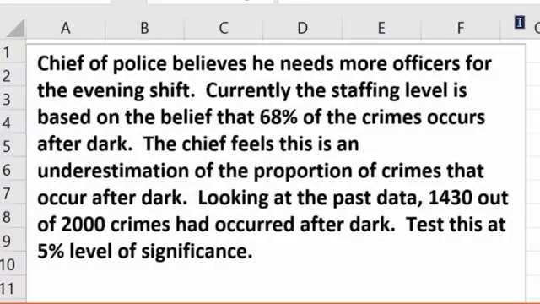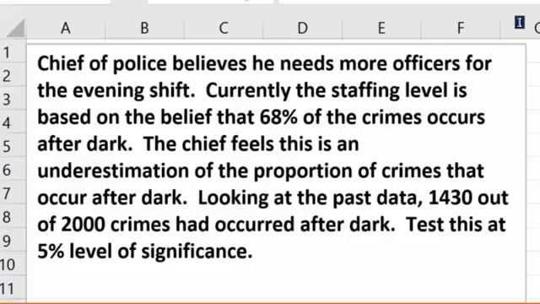The Chief of Police believes he needs more officers for the evening shift. Currently, the staffing level is based on the belief that 68% of the crimes occur after dark. The chief feels that this is an underestimation of the proportion of crimes that occur after dark. Looking at the past data, 1,430 out of 2,000 crimes had occurred after dark.